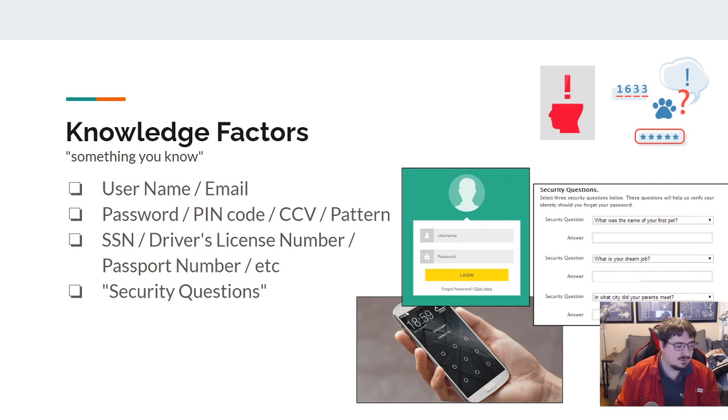Similarly, security questions are things you know. If you're asking, what was the name of your first pet? That is something you know. But it's not necessarily perfectly secure, because somebody else could guess it or find it out through a different source.